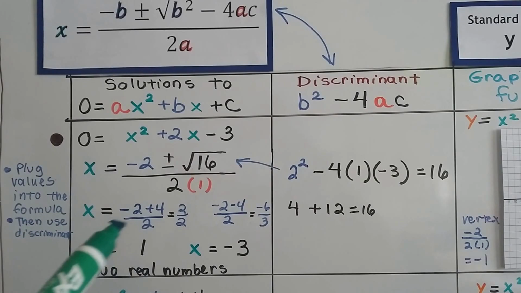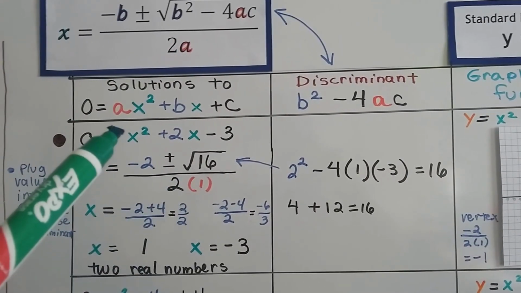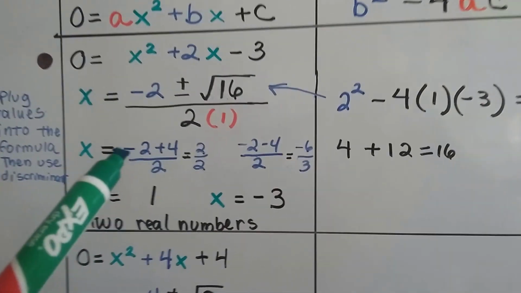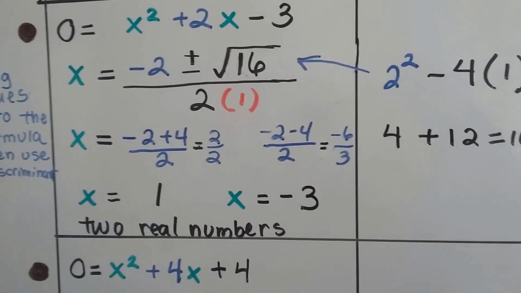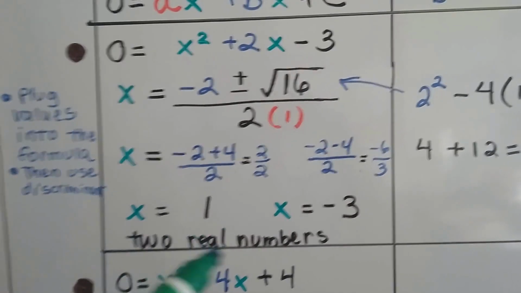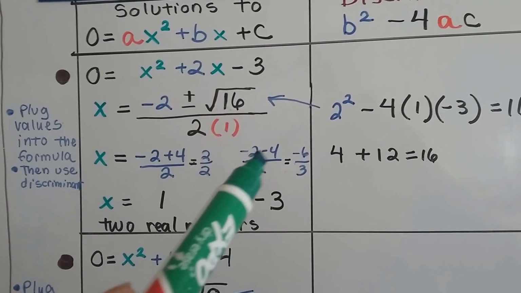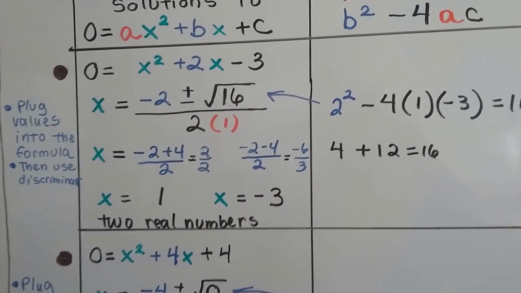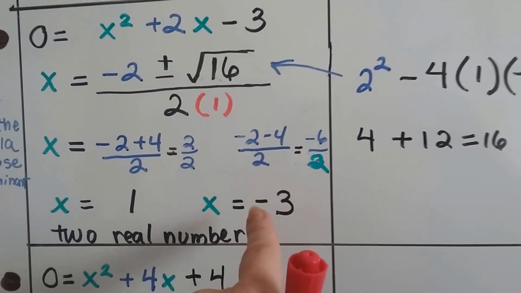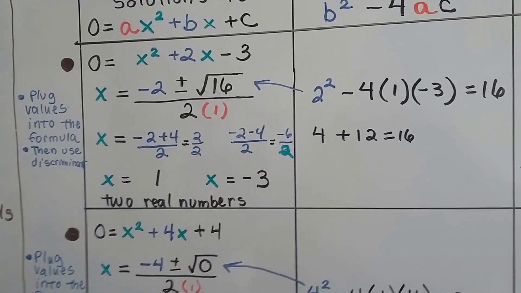Well, square root of 16 is 4, isn't it? And our denominator is 2a. A is a 1, isn't it? So we've got 2 times 1. So now we've got negative 2 plus 4, which gives us a positive 2, over 2. Well, 2 over 2 is a 1. And for the minus, that's the plus or minus, we've got negative 2 minus 4, which gives us a negative 6. A negative 6 over 2 is a negative 3, isn't it? So we got 2 real number solutions. We've got a 1 and a negative 3.